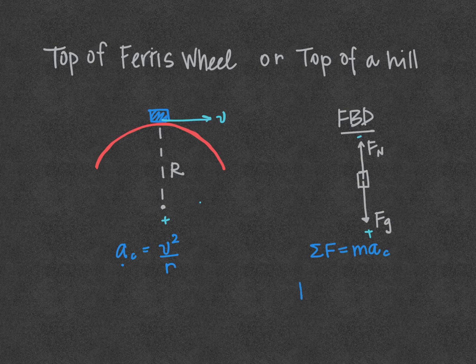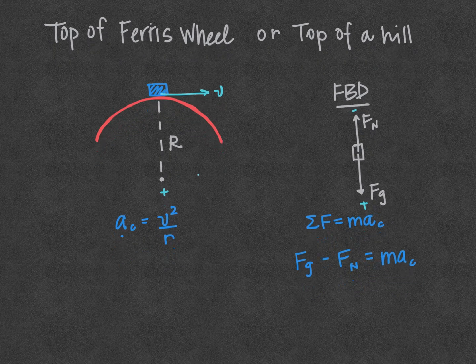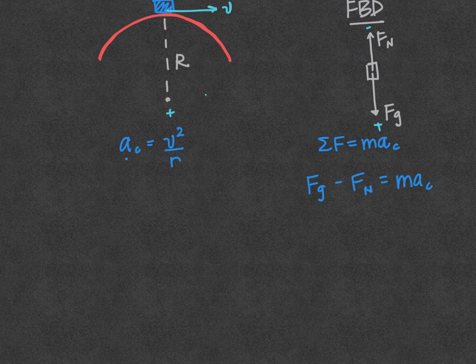So then our gravitational force is positive minus the normal force, which would be negative, and that would equal m times a sub c. Now, let's look at what each one of these pieces represents. So we have the weight, so that would be m times g, minus the normal force is equal to m v squared over r. So from here, we could determine what is the normal force acting on the car.